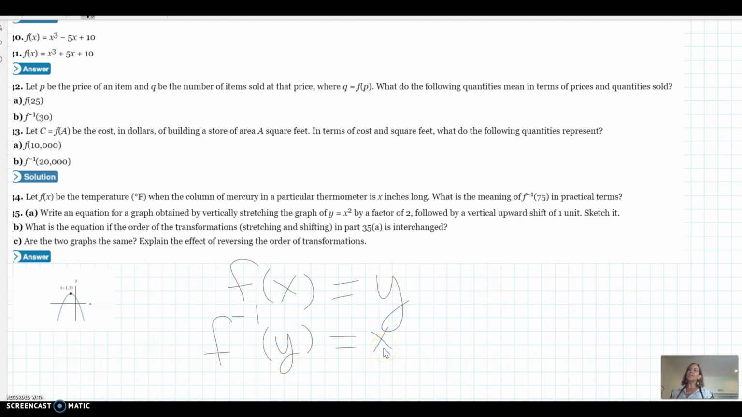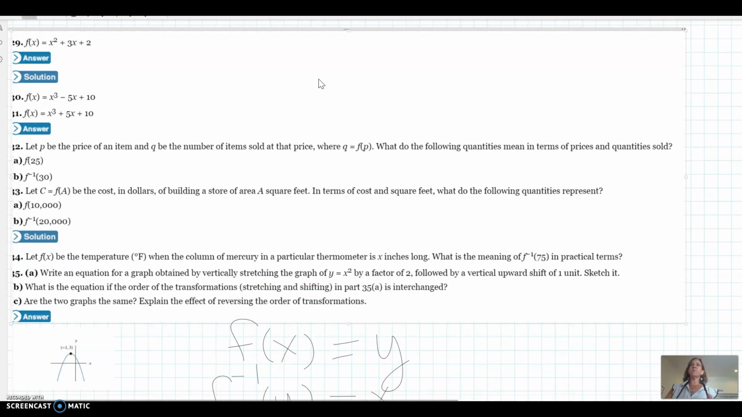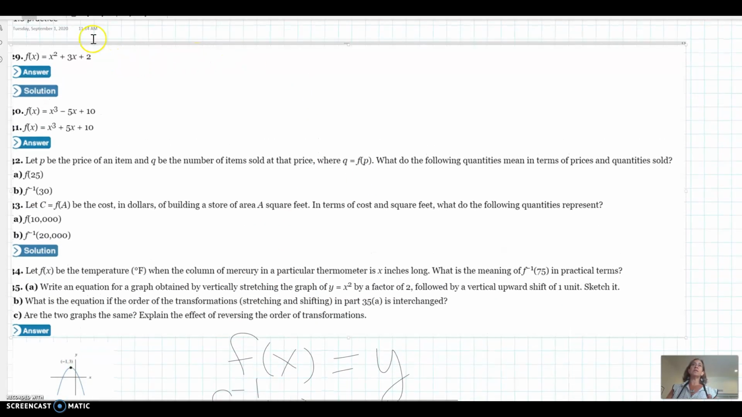A function only has an inverse function if the inverse would also be a function. A function means for every input, there's only one output. So for a function to also have an inverse, that would mean every output has to match up with only one input as well. So when I switch them, the resulting new relationship is also a function. One of the ways we can tell that from a graph is the horizontal line test.